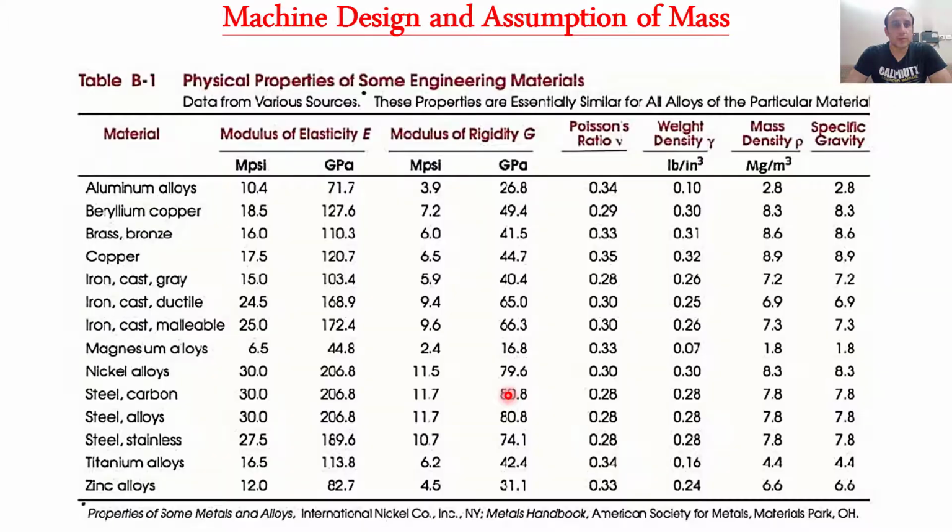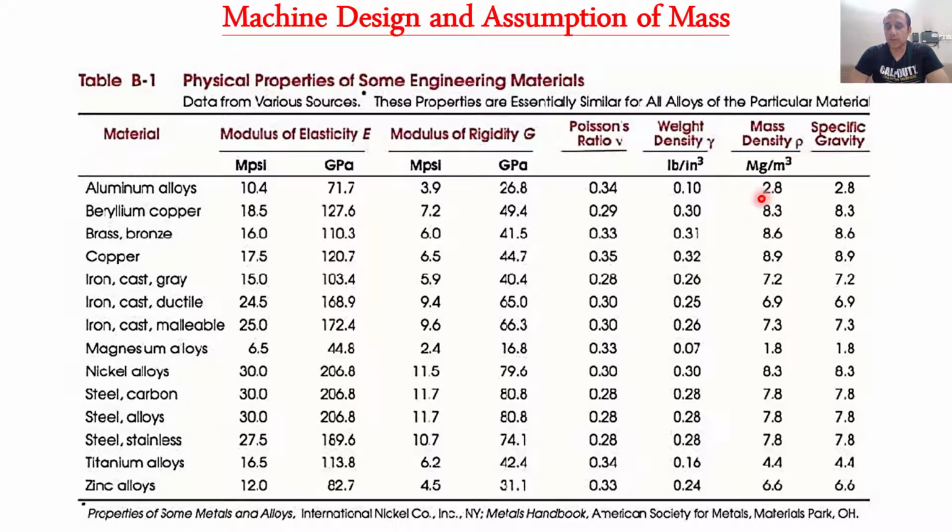Okay, so now we'll move forward, and this is a table which is mentioned as appendix B in the book which we are studying, the Norton book. In this table, we have different types of materials, and then we have the different material properties of those materials, whether they are metals or alloys. The material property which we are interested in at this point is the mass density, which is denoted by rho.